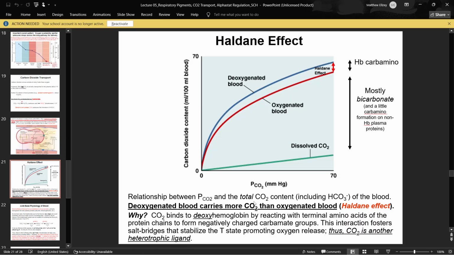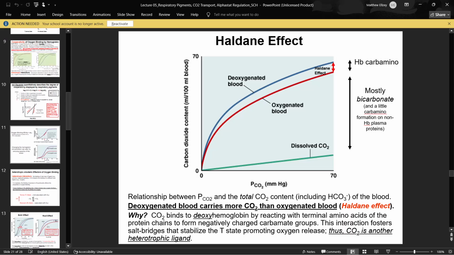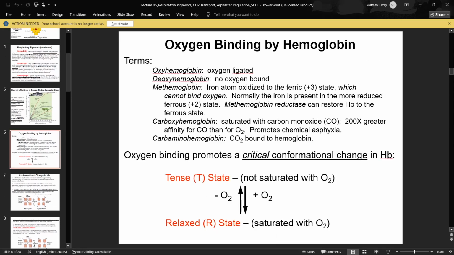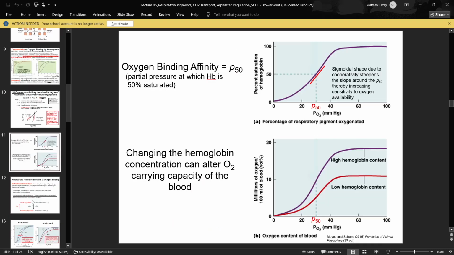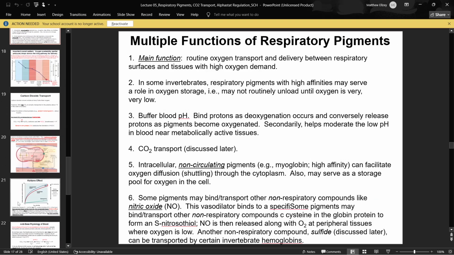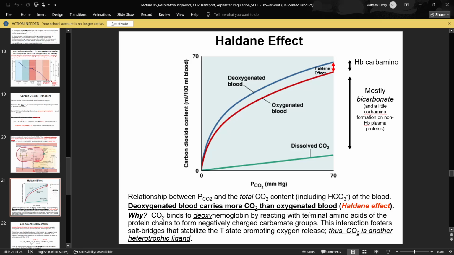CO2 binds deoxyhemoglobin, which, if we go back up to our terms right here, just if you need a refresher, is hemoglobin with no oxygen bound, right? So when there's no oxygen bound, we're going to have this increased binding of CO2 to the hemoglobin. And this reacts with the terminal amino acids of the proteins, changing the forms to negatively charged carbamate groups. So this interaction fosters salt bridges that, again, like last time, stabilize the T state, promoting oxygen release. So if you ever see anything that is stabilizing this T state, you're going to notice that it's going to promote oxygen release and reduce oxygen affinity.